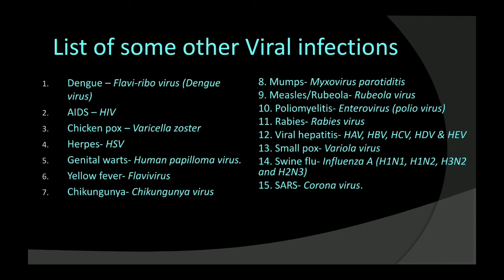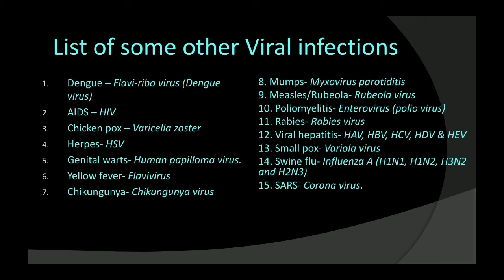Then the sixth one is yellow fever. Yellow fever is also caused by a virus called flavivirus. It's a similar class of flavivirus. Dengue and yellow fever are both caused by a similar class of viruses. Also, they can be transmitted by the insect called Aedes aegypti.